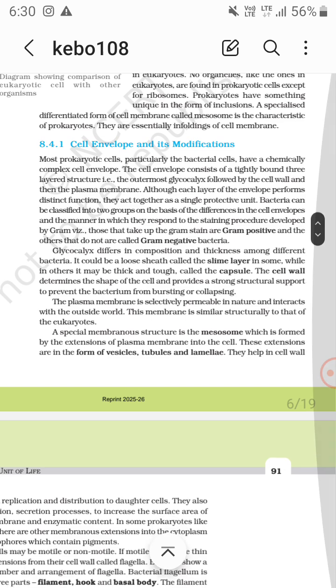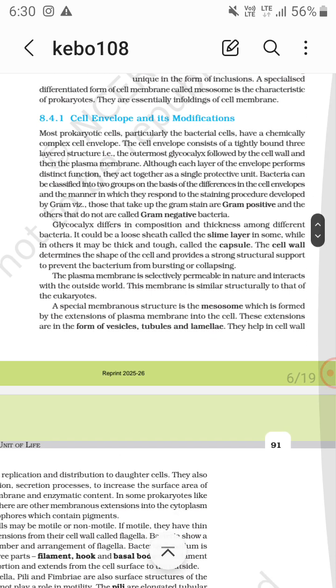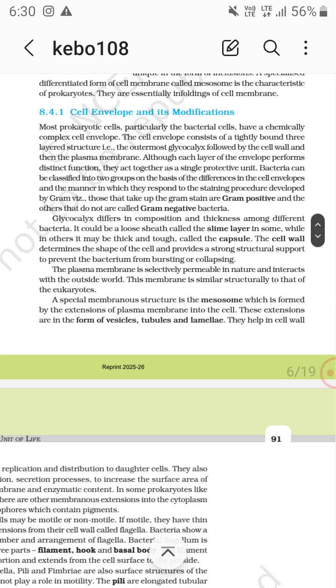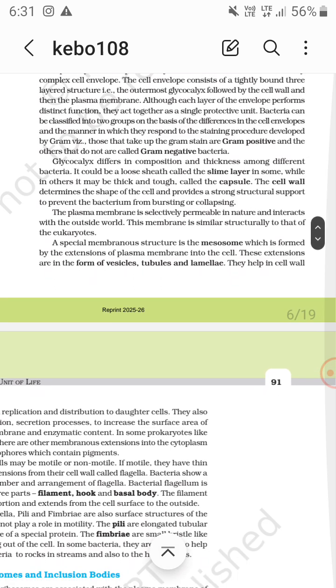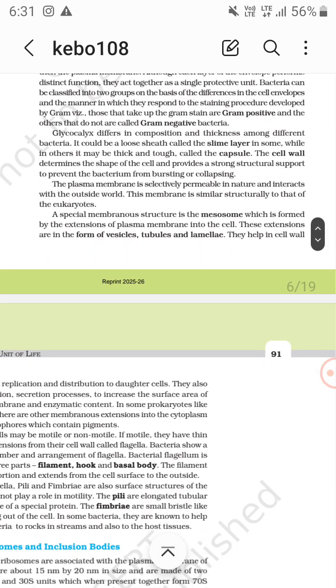Now cell envelope and its modification. Just come to the point, there are gram positive bacteria and gram negative bacteria, based on the cell envelopes, or cell wall, you can say. And then glycocalyx, it is a layer over the cell wall, and it can be a slime layer or a capsule. Capsule is tough, slime layer is a loose sheath.